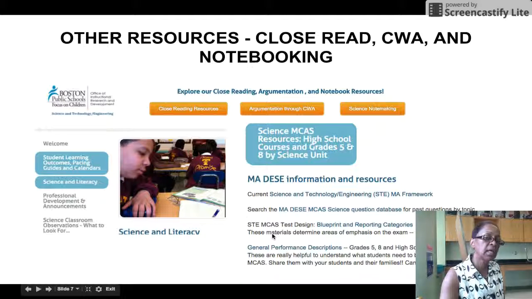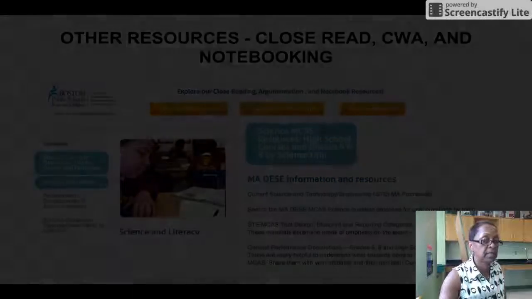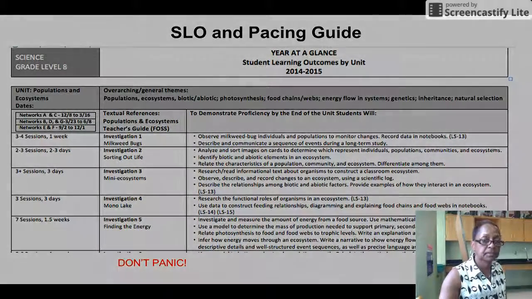In addition, there is the Massachusetts Department of Elementary and Secondary Education information resources, which allows you to look at some old MCAS questions. You can use these MCAS questions as either do nows or as check-ins. So these are great resources. Become quite familiar with that source. You can also use that area when you need to order your kits.